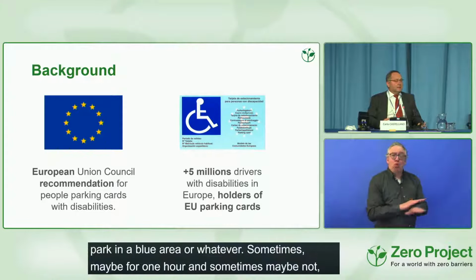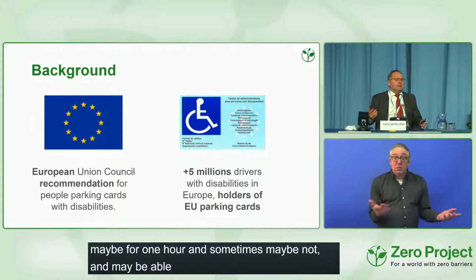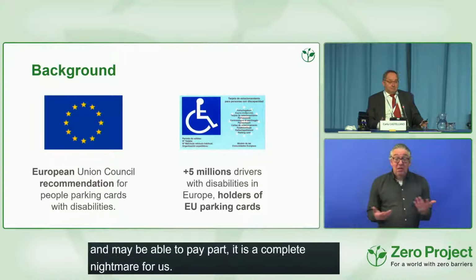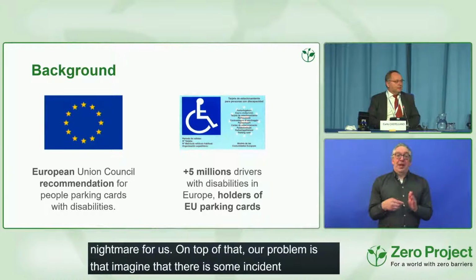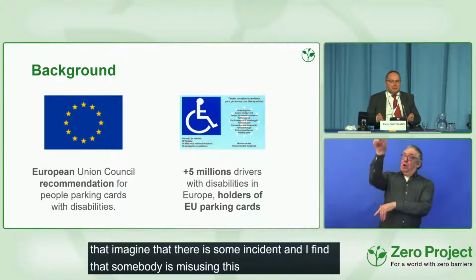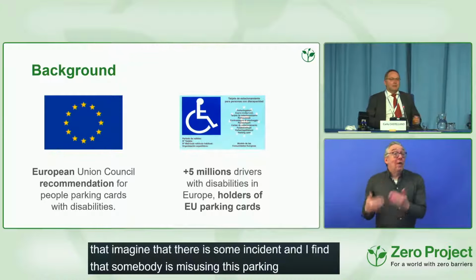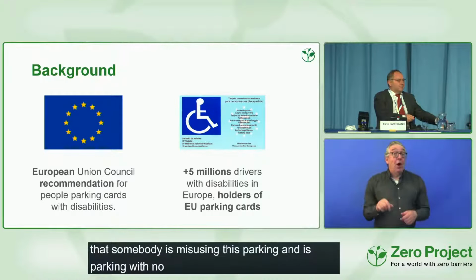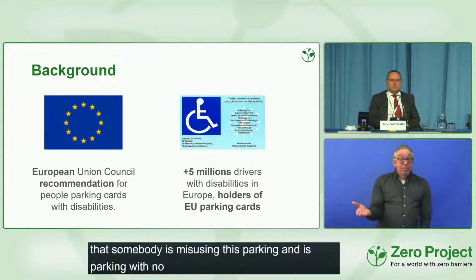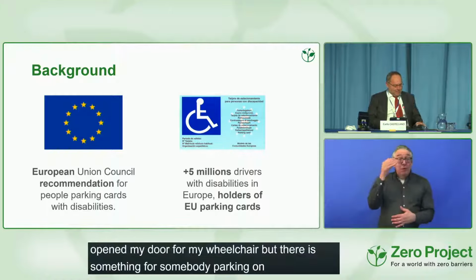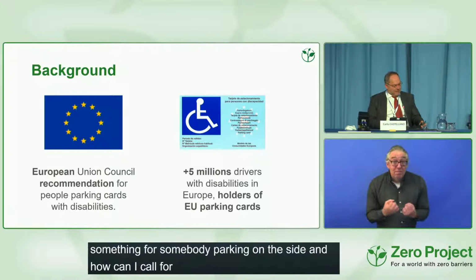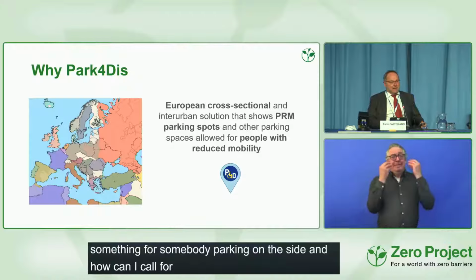And on top of that, our problem is, imagine that there are some incidents. I find that somebody is misusing the spot, is parking with no EU parking card, or I'm parking and I open my door for my wheelchair, but there is somebody parking on the sidewalk and I cannot do this. How can I inform the authorities? There is no way. So how do we try to address this?